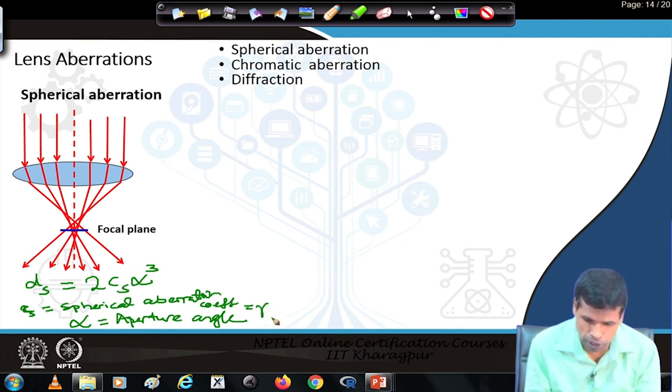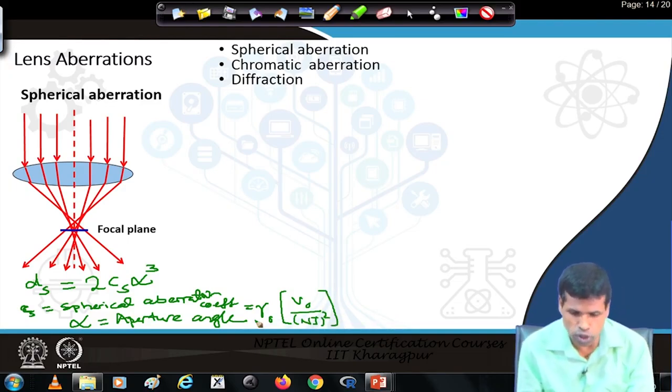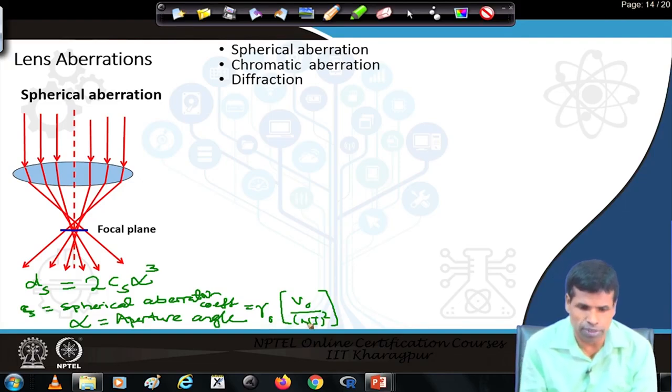And this CS value is given by gamma 0 V 0 divided by n I squared, where gamma 0 is a constant between 100 and 150. 100 is for a strong lens and 150 for a weak lens, and V 0 is the potential, n is the number of coil turns, and I is the current. This is the spherical aberration.